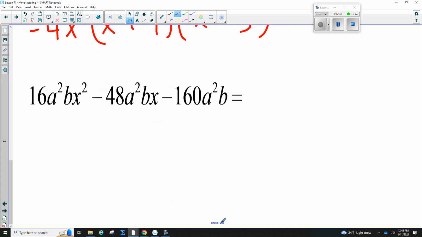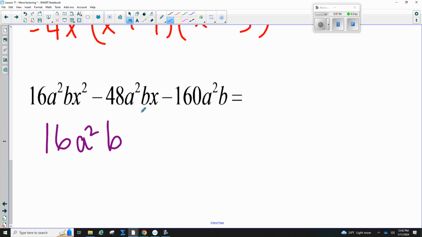This one looks fun. Okay. What number comes out of all of those? I agree with you. 16 goes into 48 and 160. Okay, how about a squared? How many a's can come out? 2 of them. Okay, how many b's are common? 1 of them. All right, cool.